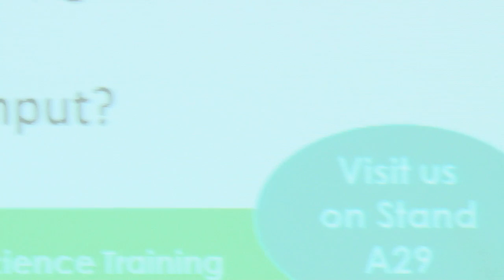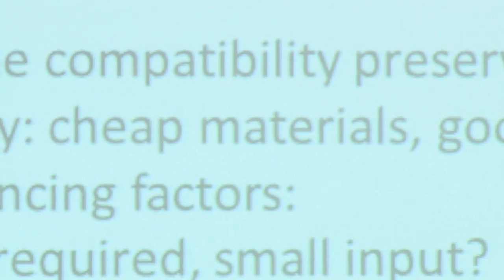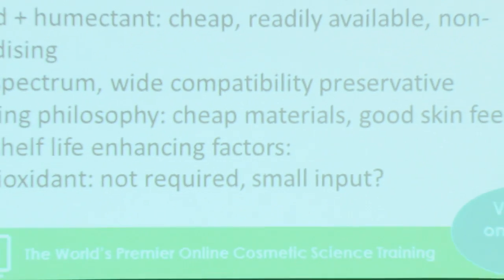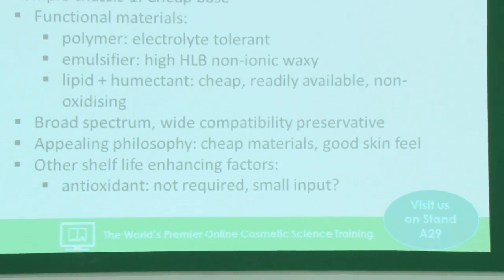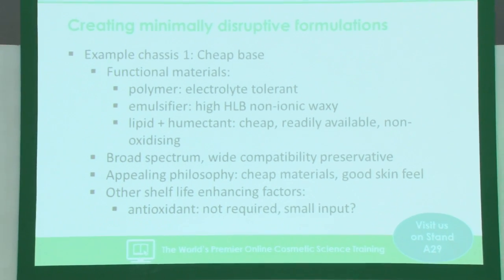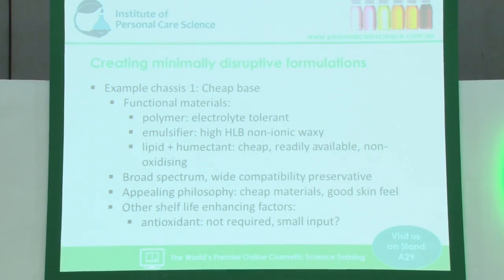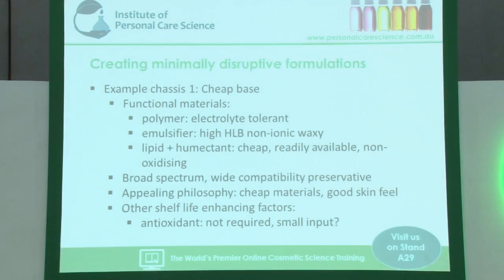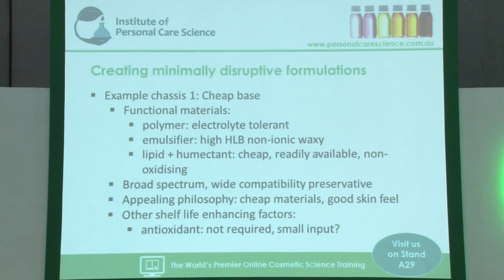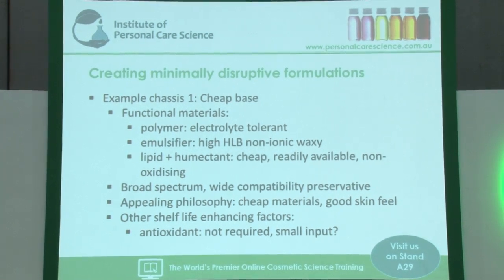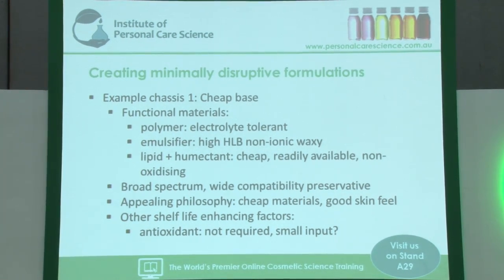So, let's have a look at some examples and what we've done. So this is example chassis 1, just a cheap base emulsion. What have I put in here? I've built the functional materials of this formula using an electrolyte tolerant polymer, a high HLB non-ionic waxy emulsifier to build my body. It's not charge affected. And then lipids and humectants I've used, cheap, readily available lipids and humectants that don't oxidize. Again, so I'm creating a very stable base.